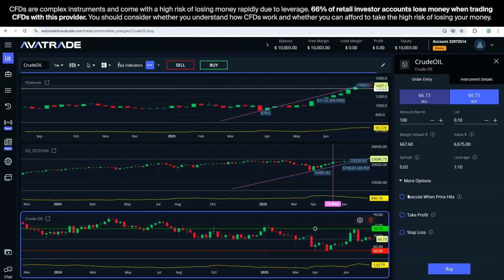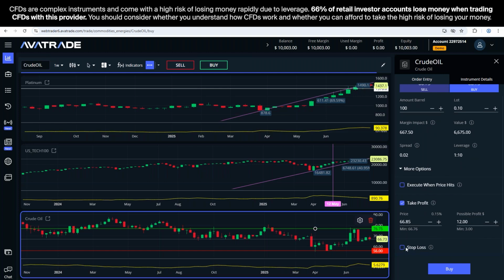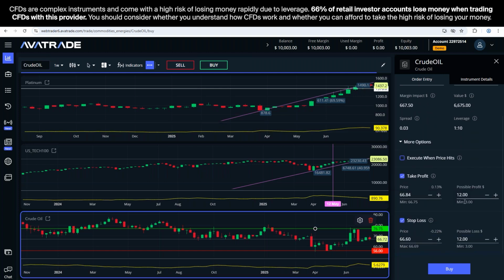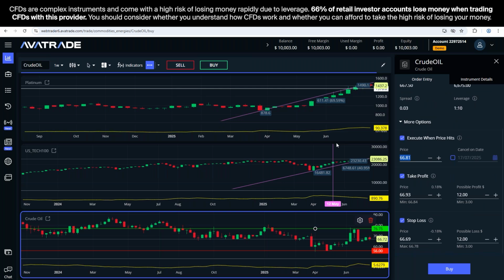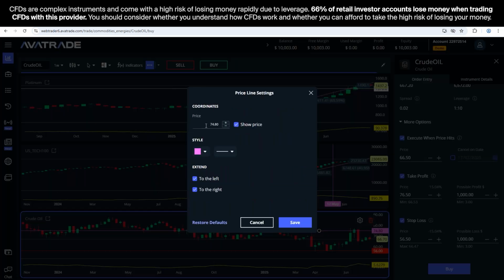on top of the previous positions that we had, and with oil, we're also going to automate the entry, set it to 66.5. Take profit will be 76.5, and stop loss will be 56.5. And then we're looking at the same 1,000 that we saw with Platinum and Nasdaq.